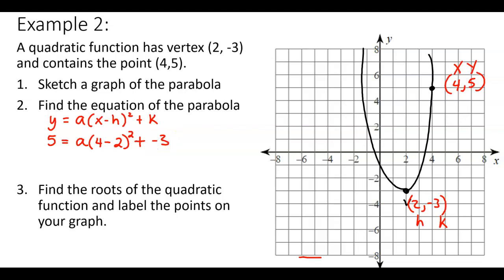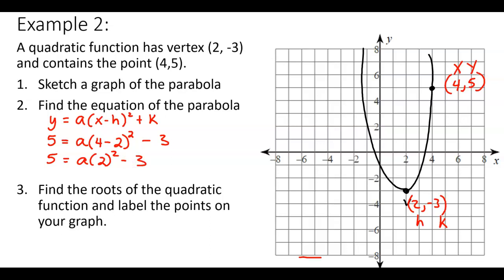Now, since we're adding a negative 3, if you want, you can just write that as minus 3, whatever you prefer. All right. Does anybody remember what we do next? Solve for A. So we want to solve for A. And so let's do some order of operations. What would I do first to solve for A? Do your parentheses first, right? Good job. 4 take away 2 is 2.